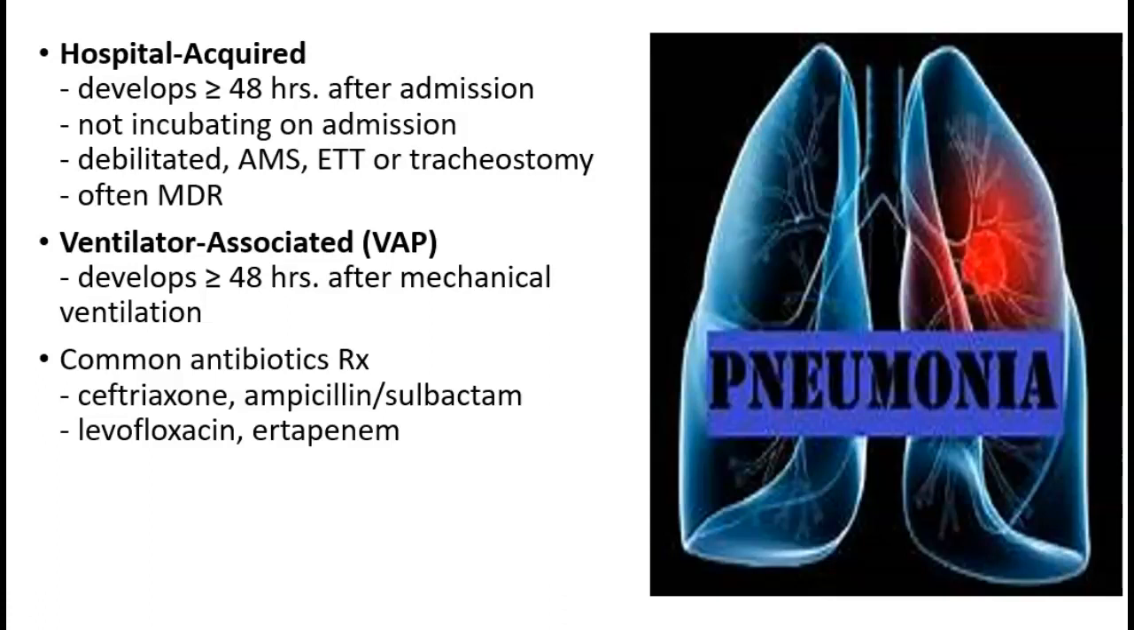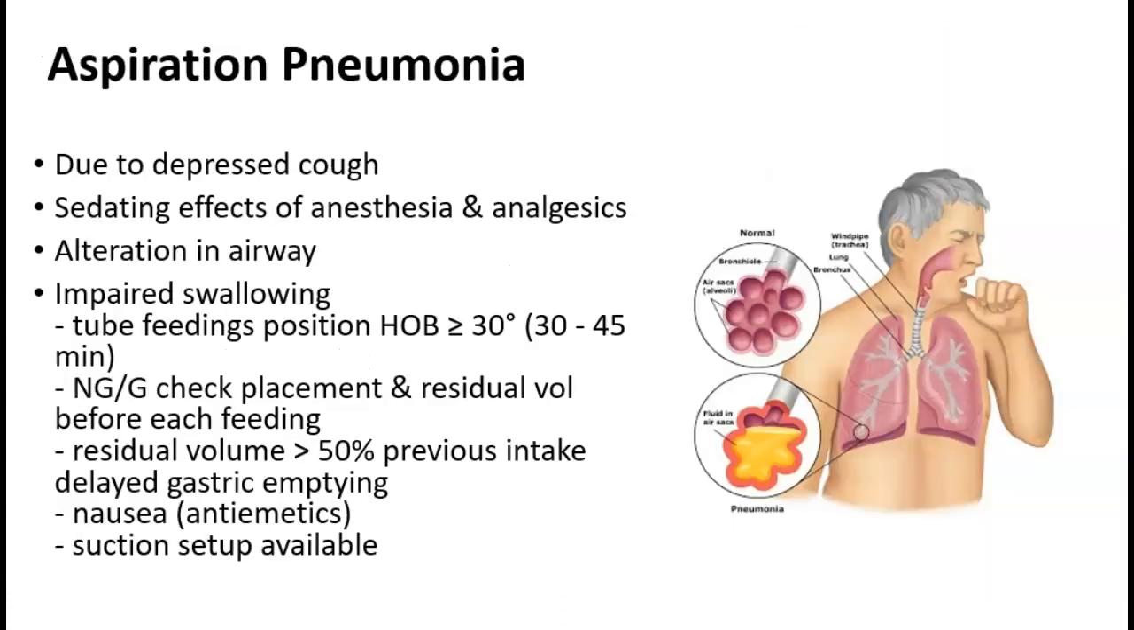Another type of pneumonia that we have is aspiration pneumonia. And aspiration is due to basically a depressed cough. So for one reason or another, the person may have some difficulty with their swallowing, or they're unable to effectively clear their airway. So they couldn't protect or clear it. So folks with trachs as well, any alteration in the airway.